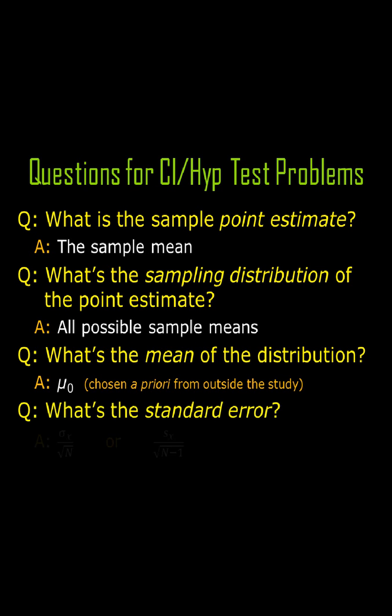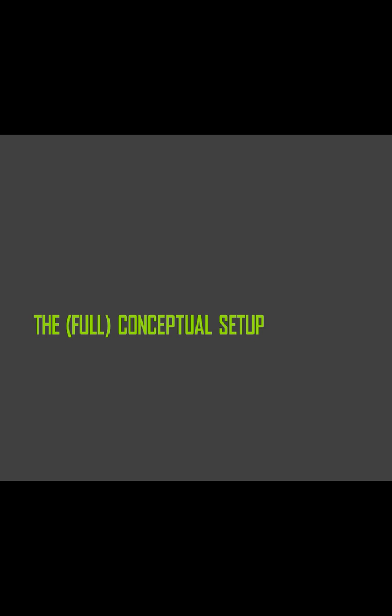And what's the standard error? Well, there are two formulas. For a z-test, you know the population standard deviation, so it's this. For a t-test, it's the standard deviation from the sample divided by the square root of n minus 1.